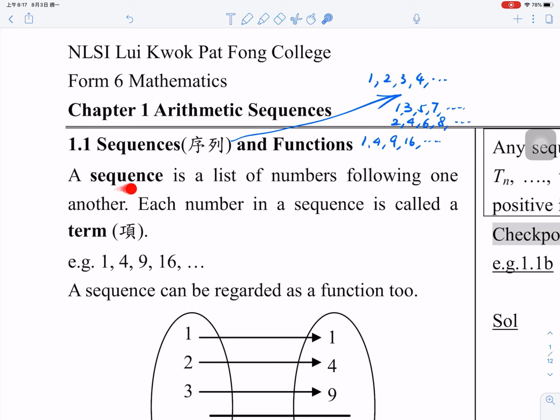A sequence is a list of numbers following one another. Each number in a sequence is called a term. That means here we have 4 terms. The first term, second term, third term, fourth term, okay? We say that those of them are the terms.